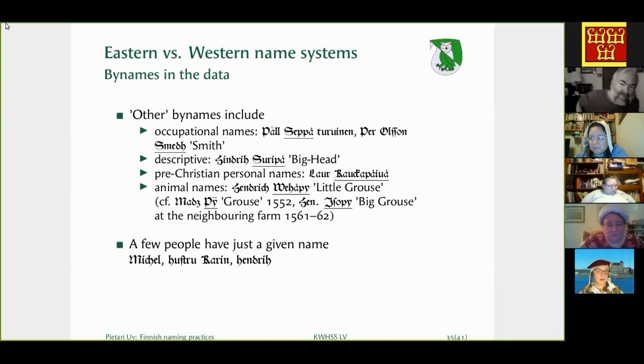Then there are other bynames like occupational or descriptive. And sometimes there are these pre-Christian personal names used as bynames. And then some animal names as well. An interesting case is these grouses. There is a Henrik Vähäpyy in this data set.